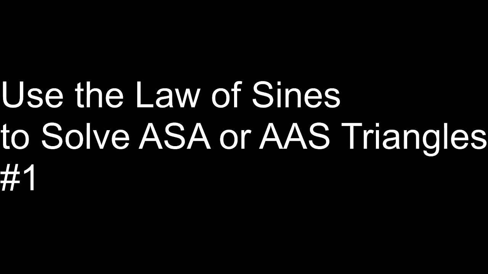And the AAS triangles are angle, angle, side. That's where you know two consecutive angles and then a side after them, one of the sides that's not between them.